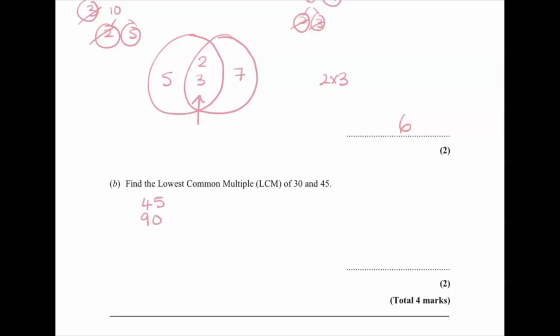And before I carry on, I'm going to always consider: could the number I've written be in the times table of the second given number? And I can see straight away it will be. So this one really is very, very simple. 90 is the first number to come up in both times tables and therefore is the lowest common multiple.